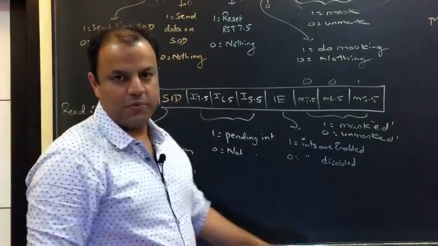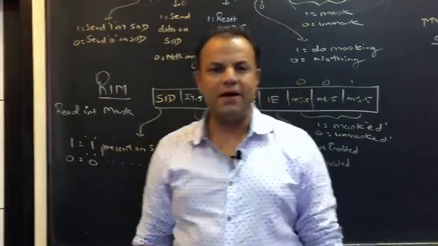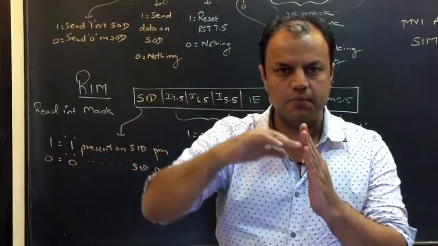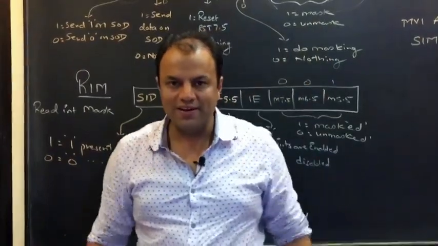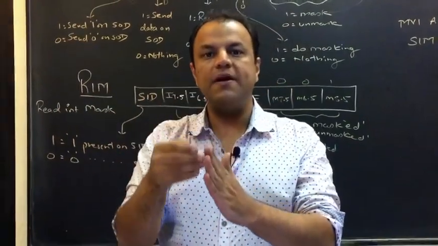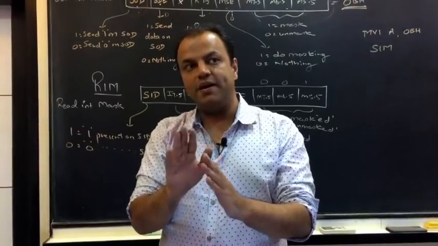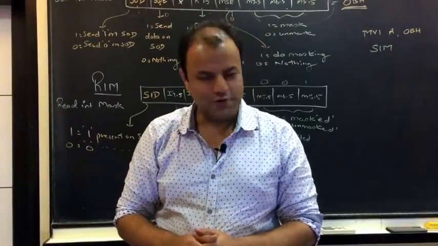I7.5, 6.5, 5.5. This tells you which interrupts are pending. What do you mean by pending interrupt? A pending interrupt is an interrupt that has occurred but not yet been serviced. When does an interrupt become pending? If two interrupts occur simultaneously, the higher priority interrupt gets serviced. The lower priority one remains pending. Are pending interrupts lost? No.